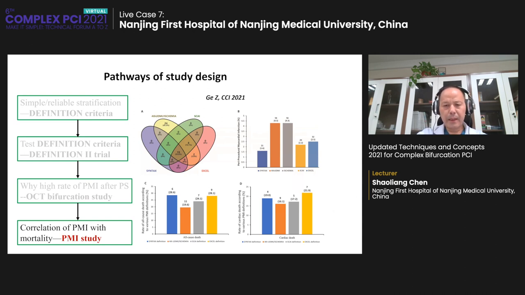So this is called a PMI study. From the figure, you can see according to the current five different definitions, including fourth UDMI, ischemia criteria, SCAI, SYNTAX, and EXCEL trial, there was a significantly different rate of PMI after stenting for the general overall of bifurcated lesion. Finally, at the bottom, you can see the percentage of all-cause mortality and the cardiac death are also different among different criteria for the diagnosis of periprocedural myocardial infarction.